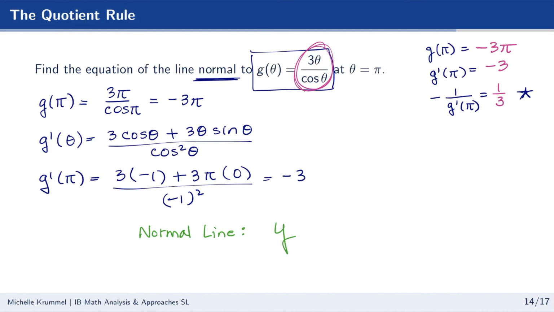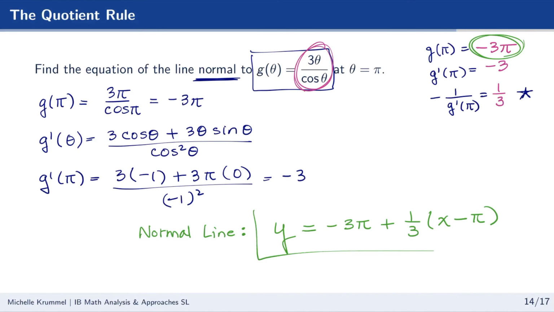line. y equals the y coordinate from that point of tangency, negative 3 pi, plus the slope, and for the normal line, we're using 1/3 as the slope, times x minus the x coordinate, which is pi.